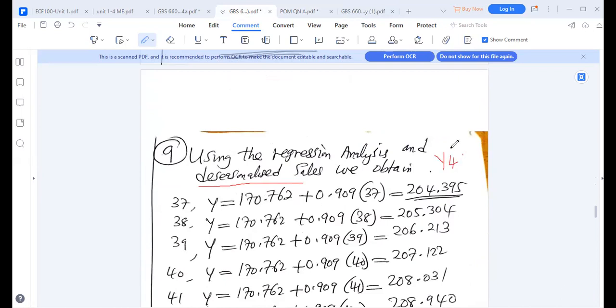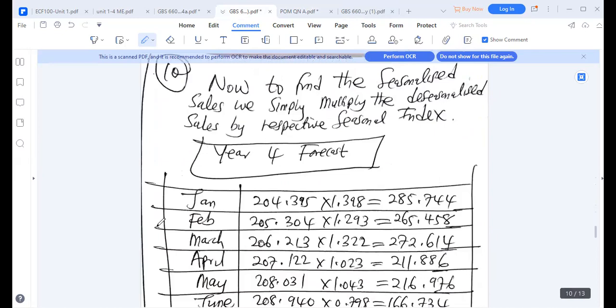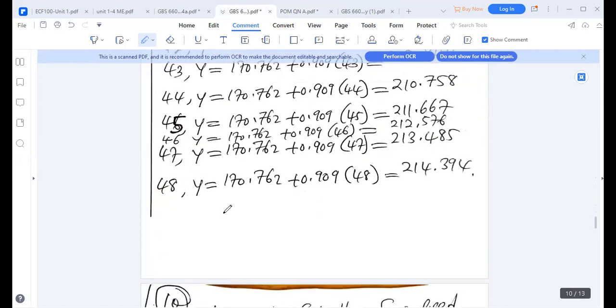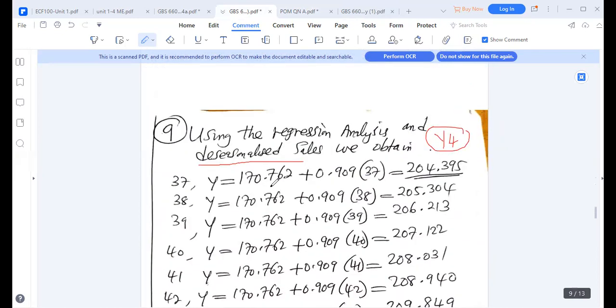For year 4, these values are still deseasonalized values. Year 4 is starting at 36, getting down to 48. We just have to substitute in this regression line to get the figures this side. So this is how the figures are coming up. We're getting 204.395, the other one getting down. We are getting these figures using the regression line with the deseasonalized values.